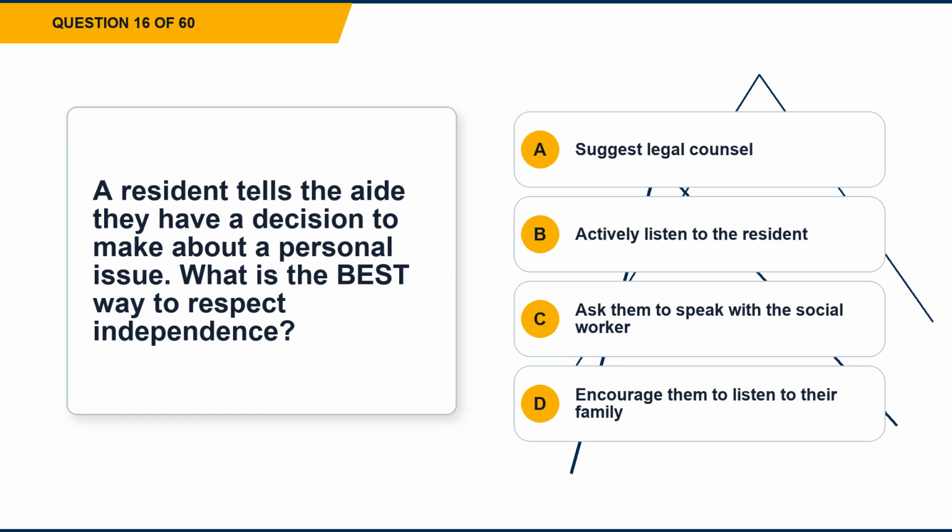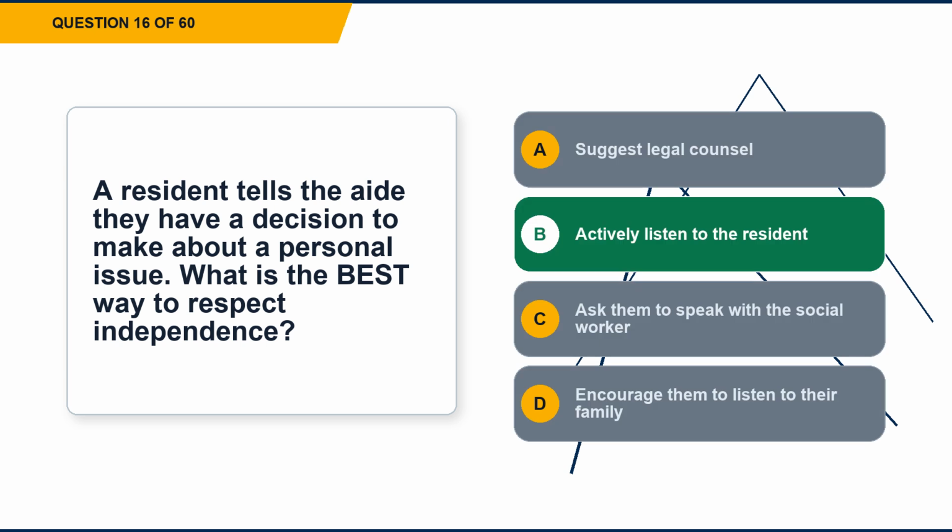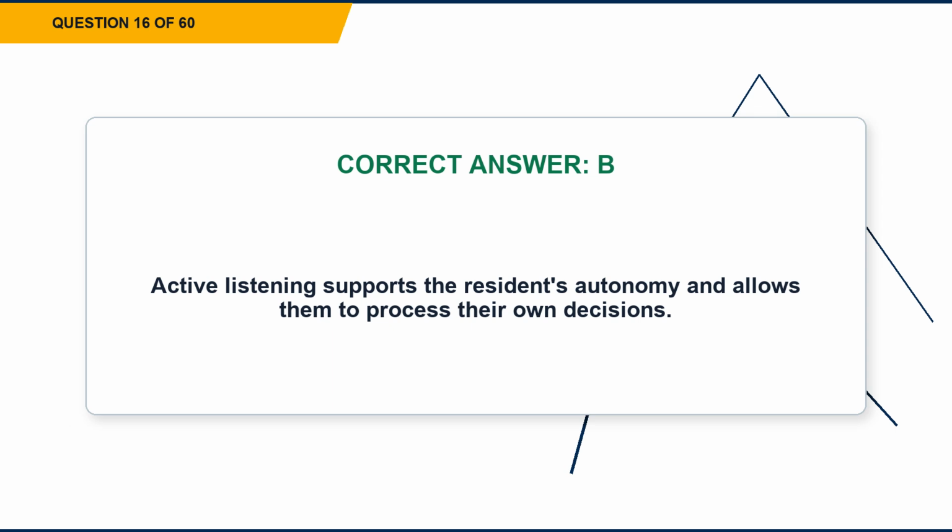Question 16. A resident tells the aide they have a decision to make about a personal issue. What is the best way to respect independence? Option A, suggest legal counsel. Option B, actively listen to the resident. Option C, ask them to speak with the social worker. Option D, encourage them to listen to their family. The correct answer is option B, actively listen to the resident. Explanation. Active listening supports the resident's autonomy and allows them to process their own decisions.